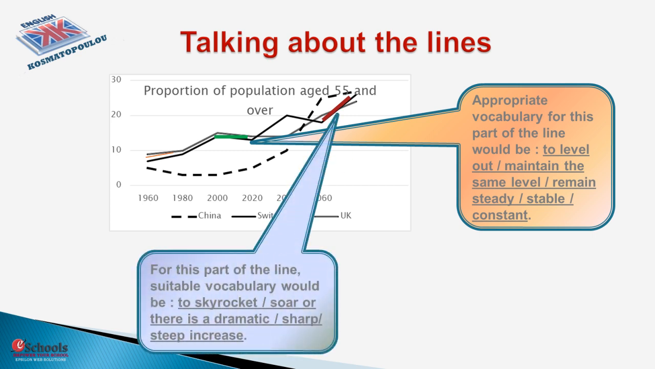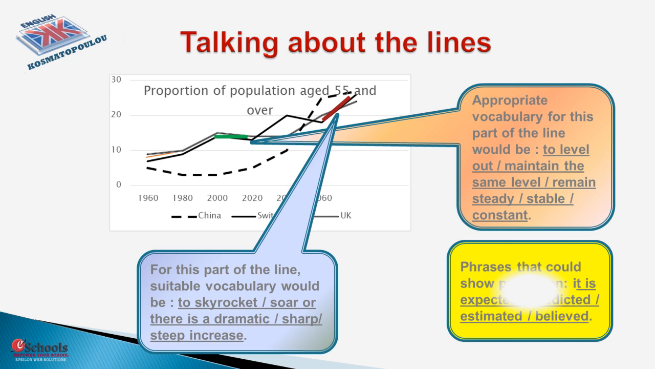For this part of the line, suitable vocabulary would be to skyrocket, to soar, or there is a dramatic, sharp, or steep increase. Also, some of the phrases you could use to show prediction are it is expected, it is predicted, it is estimated, it is believed.